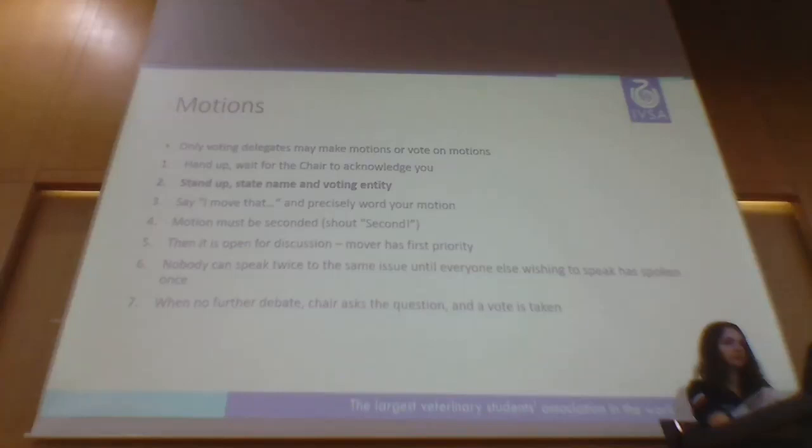Motions: only voting delegates may make motions or vote on motions. So hand up, wait for the chair to acknowledge you. Then you stand up and state your name and your voting entity. For example, I would state, Smakla Yanash, IVSA Expo. So you introduce yourself first. Then you say, I move that, and precisely word your motion, exactly the way you want it, for the minutes' sake. The motion must be seconded, so someone has to call out second. You don't have to say your name, just say second. Then it's open for discussion. The mover has the first priority, so whoever made the motion can speak first. Nobody can speak twice to the same issue.